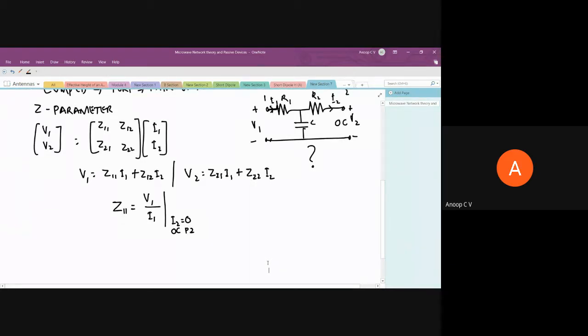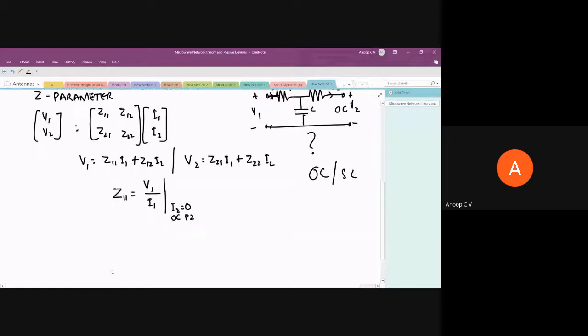And Z22 will be actually V2 by I2 when I1 is 0. So I1 is 0 means open circuit port 1. So I have to either open circuit or short circuit. So in case of Z parameter, I have to open circuit, right?